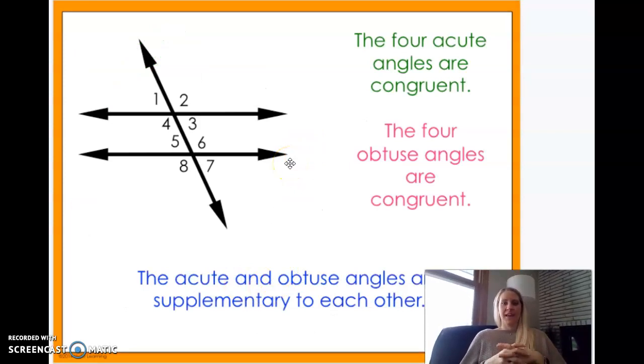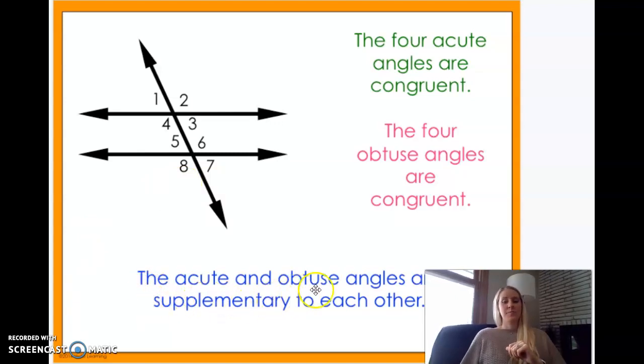Okay, last little bit about parallel lines cut by transversals. So the 4 acute angles that are formed when a transversal cuts through parallel lines are congruent. So that means angle 1, angle 3, angle 5, and angle 7 are all the same. The 4 obtuse angles are also congruent. So in this situation, that would be angle 2, angle 4, angle 6, and angle 8 are all congruent, which means they're all the same angle.